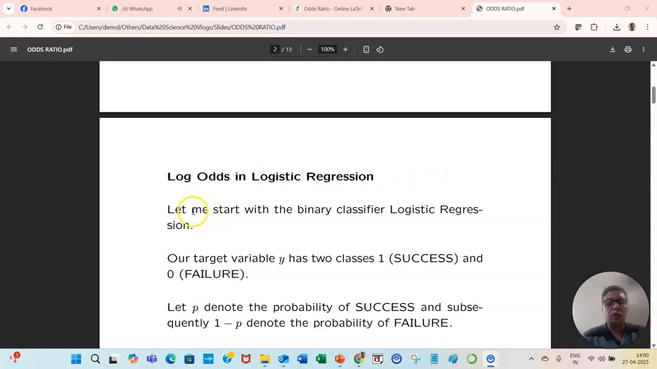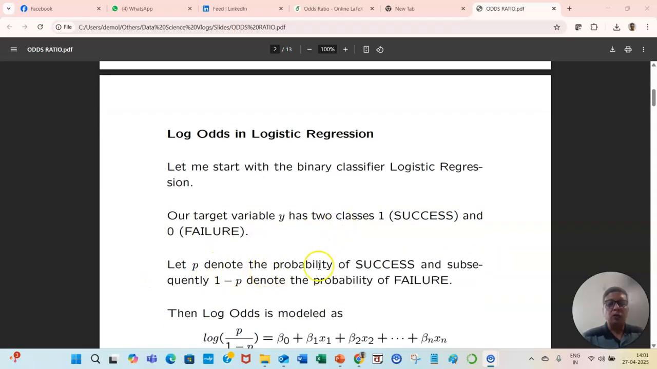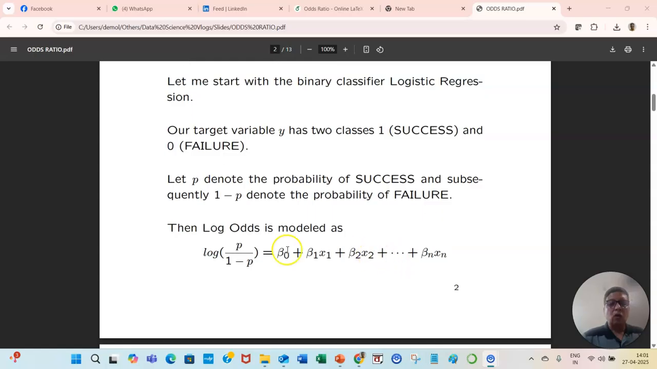To talk about logistic regression, it's a binary classifier. Our target variable y has two classes, 1 which denotes success and 0 which denotes failure. Let p denote the probability of success and subsequently 1 minus p denote the probability of failure. The log odds is modeled in logistic regression as log of p by 1 minus p, which is the linear sum of the weights and the parameters, beta 0 plus beta 1 x1 plus beta 2 x2, etc.